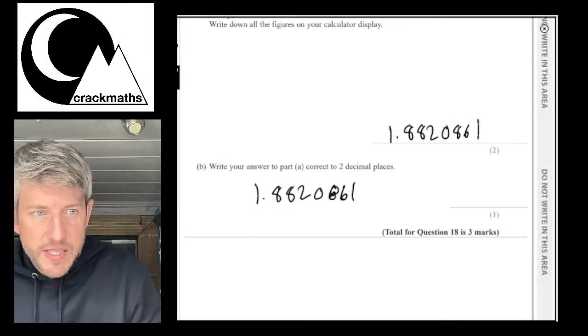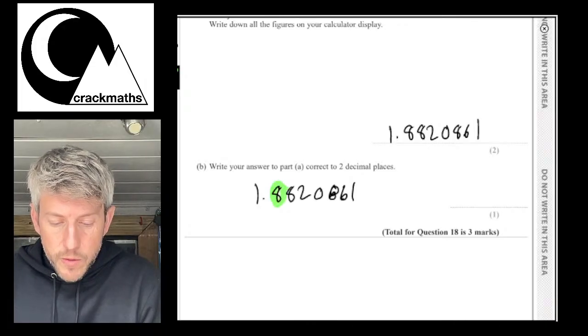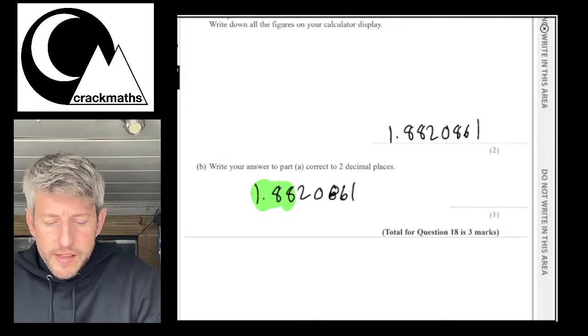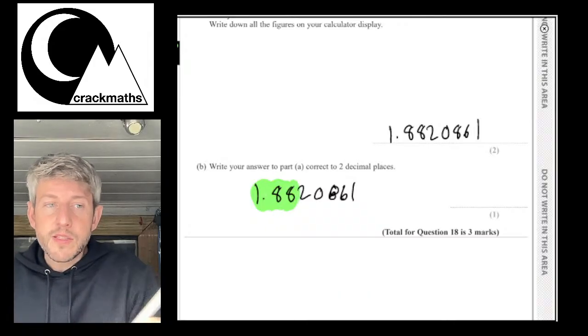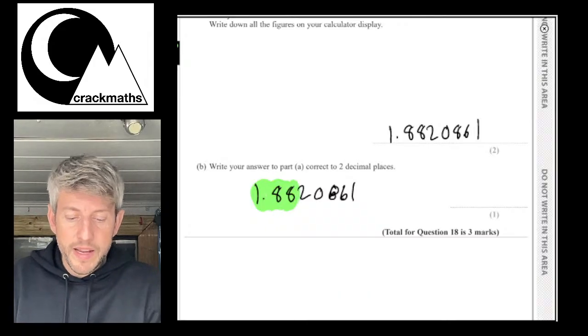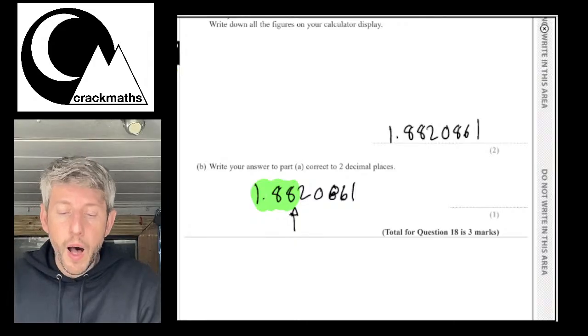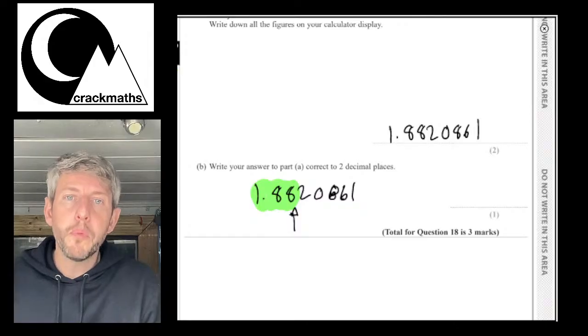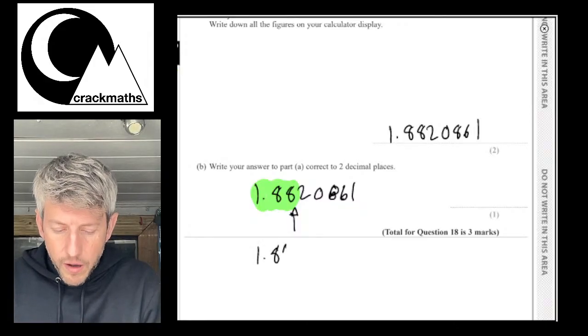2 decimal places means that there's 2 decimals after the number. So we're basically going to want this. Now, sometimes when you're rounding to 2 decimal places, you have to round this number up. So rounding this to 2 decimal places would either mean 1.88 or 1.89.